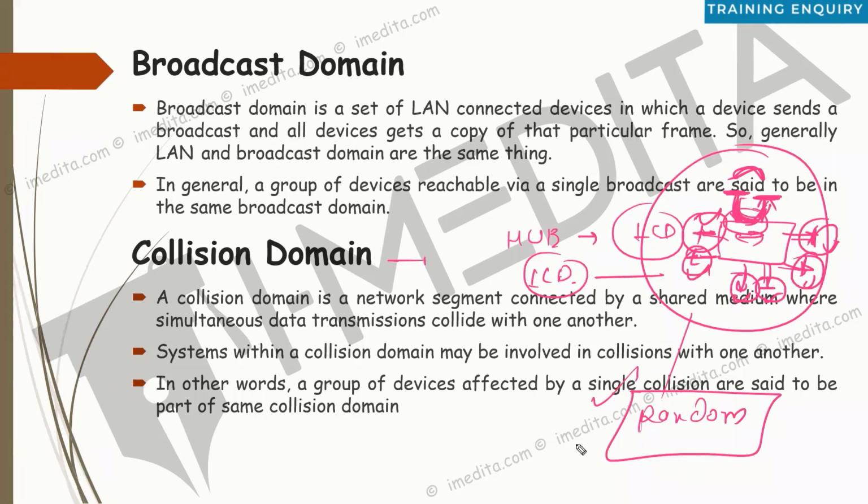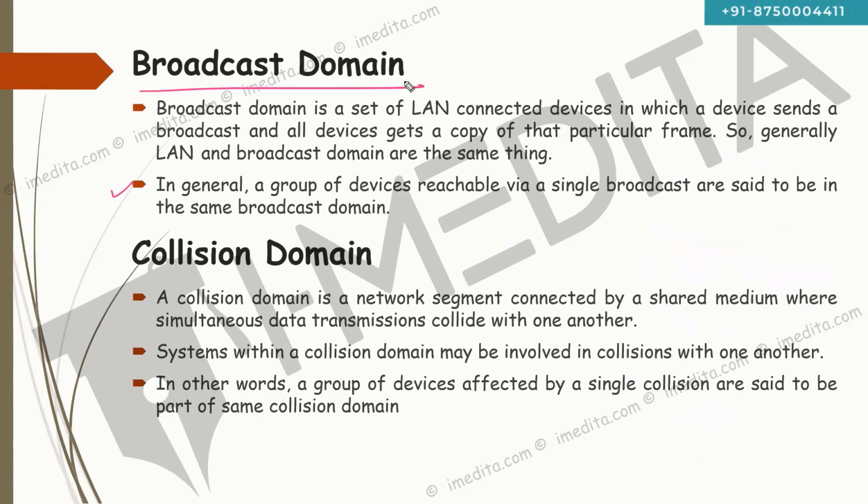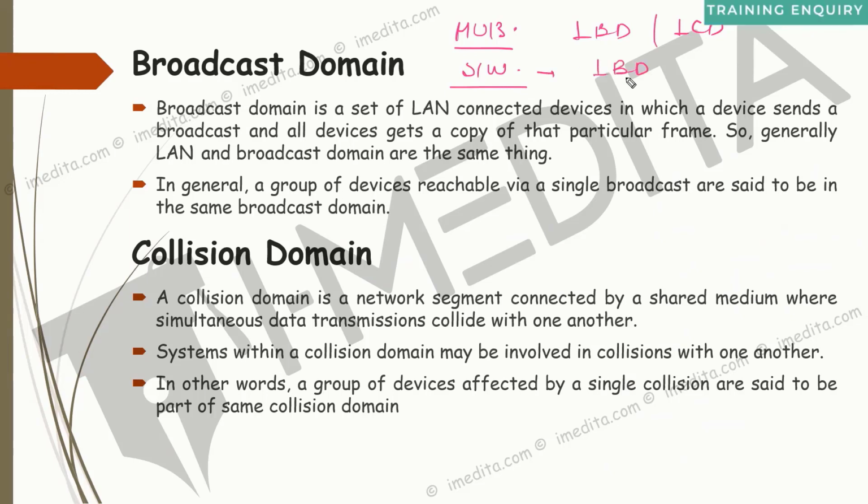Right? So a broadcast domain is a set of LAN-connected devices in which, when a device sends a broadcast, all devices get the copy. A group of devices reachable via a single broadcast is said to be part of a broadcast domain. A group of devices affected by a single collision are said to be part of the same collision domain. So we have this concept of broadcast domain and collision domain. The hub device is a single broadcast domain, single collision domain device. The bridge device is a single broadcast domain and per-port collision domain. It means if a collision happens on one port, it will not affect the other ports.